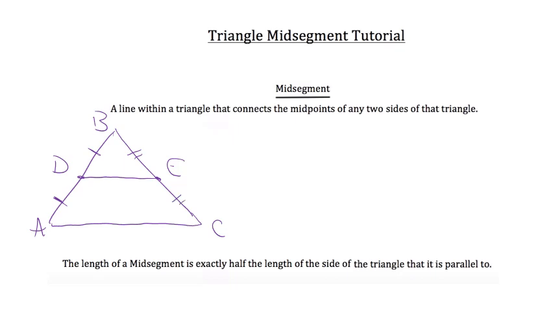Now that's not the only midsegment that I have available. I could also have a point F down here, which would cut AC in half. And I could have midsegment DF or midsegment EF. So what that's going to do is say that I have midsegments DE, DF, and EF are all midsegments.